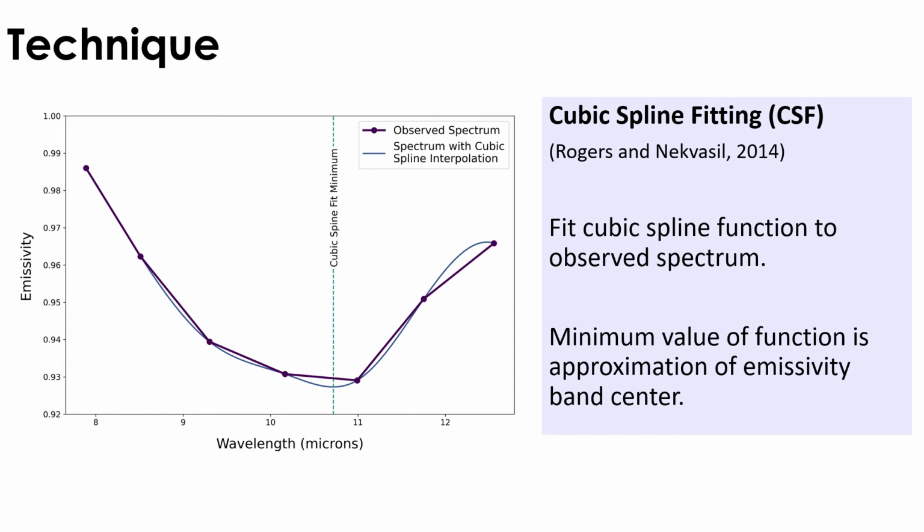I'm using the cubic spline fitting method to quantify the position of the emissivity minimum. This method fits a cubic spline to an observed THEMIS spectrum, and the minimum value of this function occurs at the approximate wavelength of the emissivity band center. This process is shown in the figure at left.